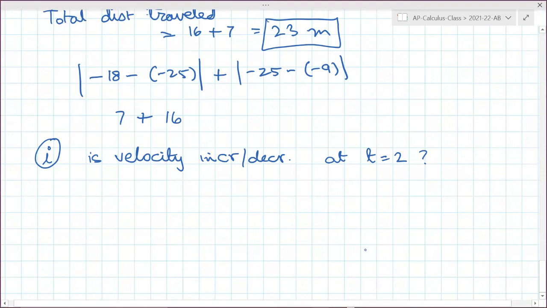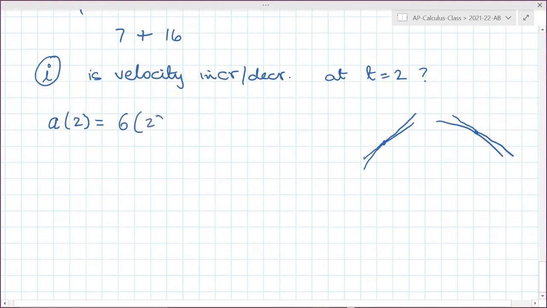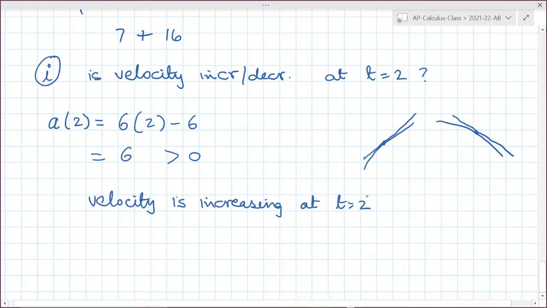So if you have something going up, its rate of change is the slope of the tangent. So that's positive. If it is going down, then it is negative, right? But derivative of velocity is acceleration. So since derivative of velocity is acceleration, we just have to see if the acceleration is positive or negative. So a at 2 is 6 times 2 minus 6, which is 6. And this is positive. If acceleration is positive, it means velocity is increasing at t equals 2.